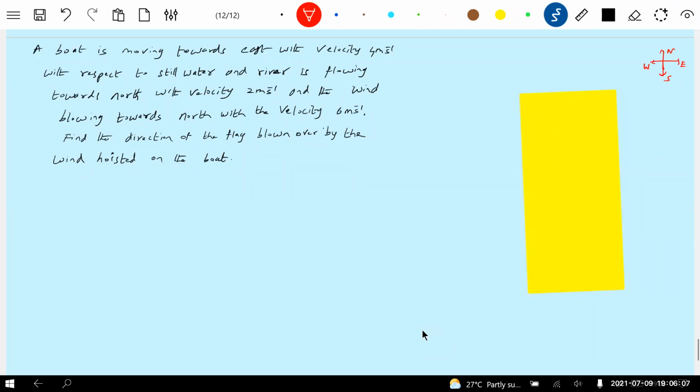Okay, and the boat is moving towards east. What is the velocity of the river? The velocity of the river is like this. Boat is moving towards east. There's a flag hoisted on it.